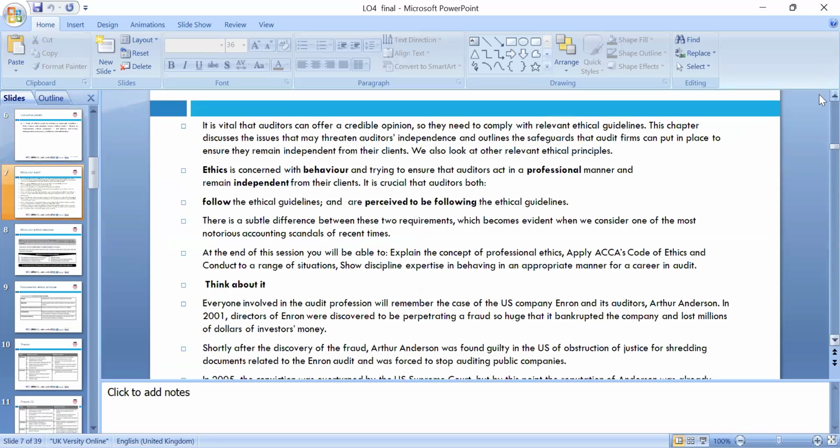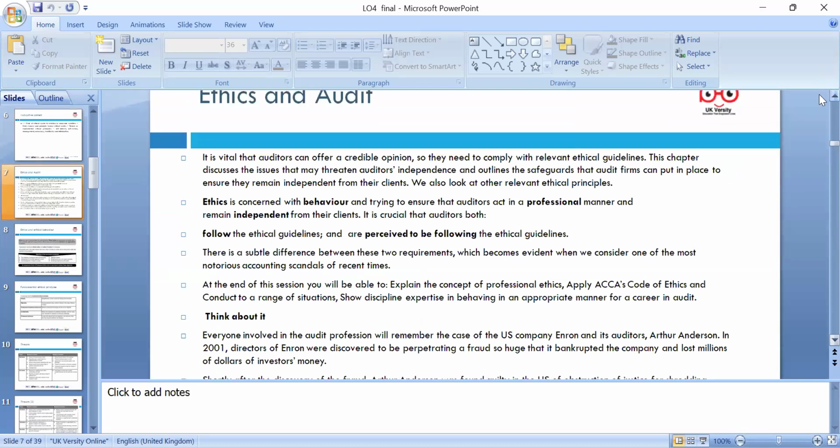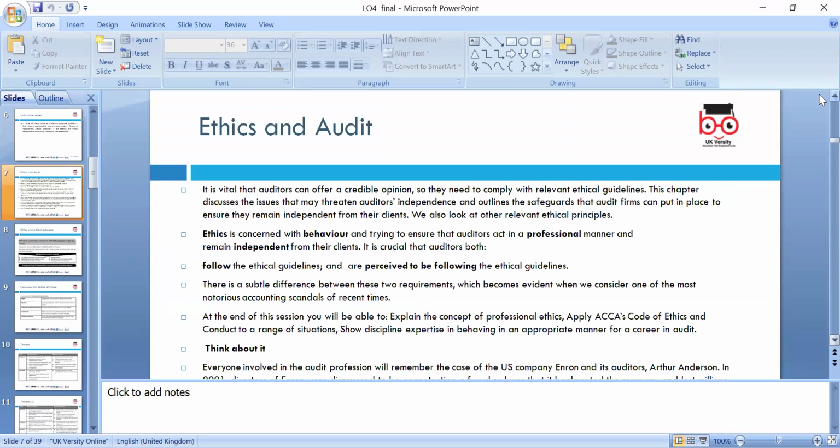Okay, we'll start. It is vital and crucial for auditors to give a credible opinion and comply with the relevant ethical guidance. Ethics is concerned with behavior, and it tries to ensure the auditor's professional manner is independent from their client. It is crucial that auditors follow the ethical guidance, to make sure the information is true and in line with the concept. The professional code of ethics applies in ACCA or any other awarding body, of course, and IFAC.